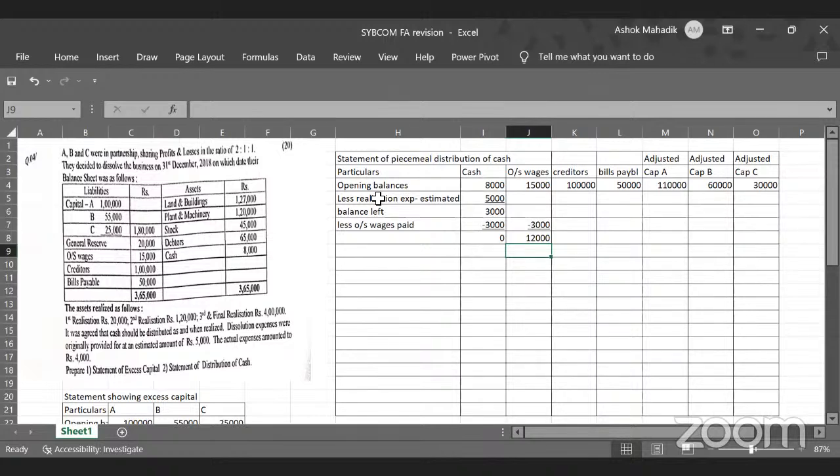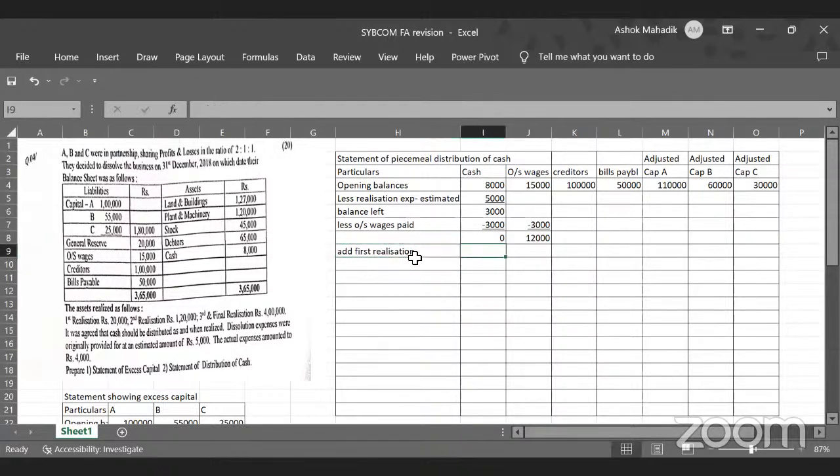Okay, so whatever cash we had, we have used it. 5,000 we kept aside for meeting realization expenses. So we had 3,000 left with us. We paid outstanding wages from that. Okay. Always remember we have to first clear out outstanding wages. Okay. Now, my cash is over. So I have to take now first realization. So I'll add here first realization.